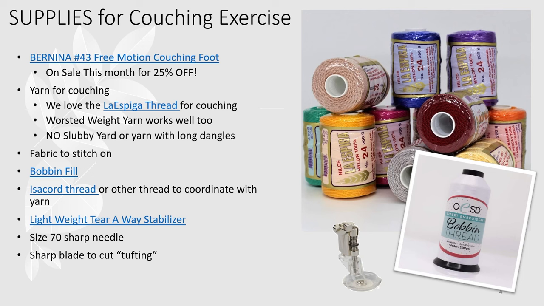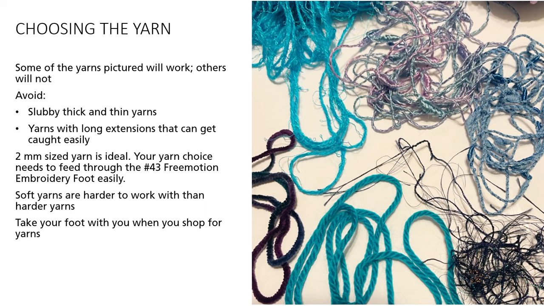Sharp needles work the best with La Espiga thread because they're going to be thin and sharp. A size 70, for instance, is going to go right through that nylon cording and will go through your yarn like butter. Try to stay away from yarn that is way too thin, that kind of feels like you could move around in that number 43 foot at that little circle opening. And try to stay away from things that are really slubby. So 2 millimeter sized yarn is ideal.